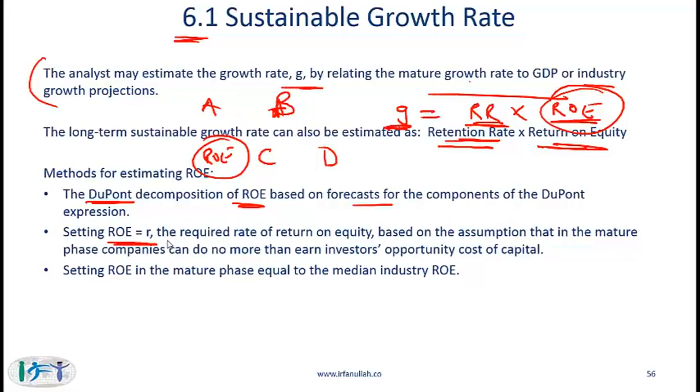So if you are in that phase where the company is now mature and the return is equal to the cost of equity, then you can simply use R, the required return, as the number for ROE. And in some books you'll also see it the other way around, where you estimate the ROE and say this is a stable company, therefore the required return on equity is equal to ROE. You can also set ROE equal to the median or average ROE for the industry.